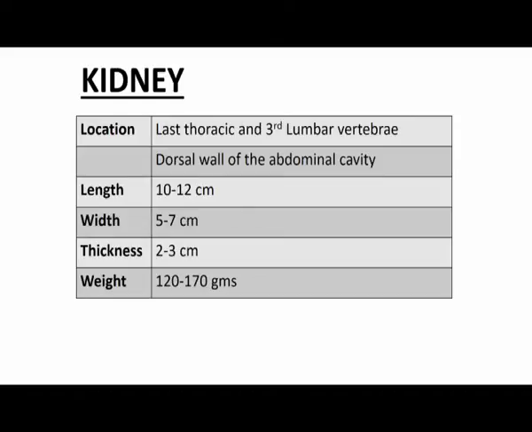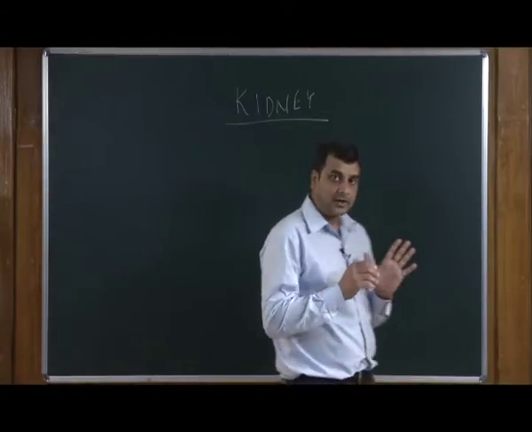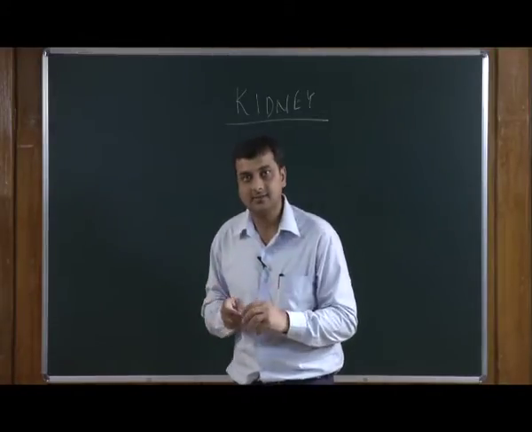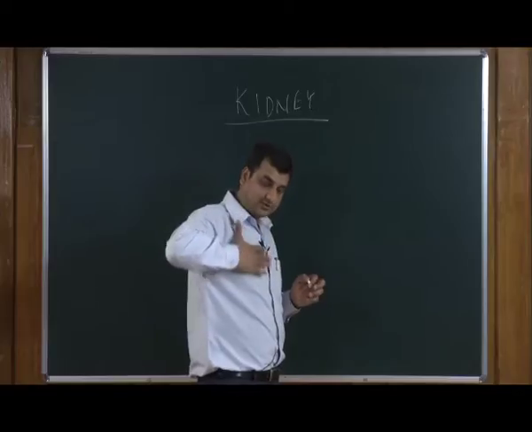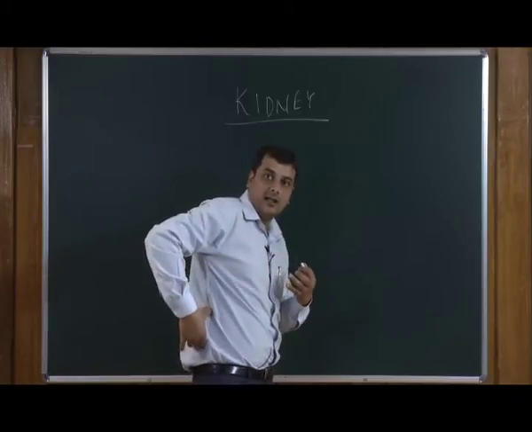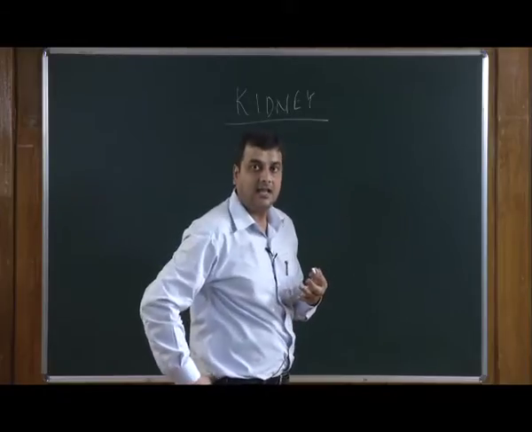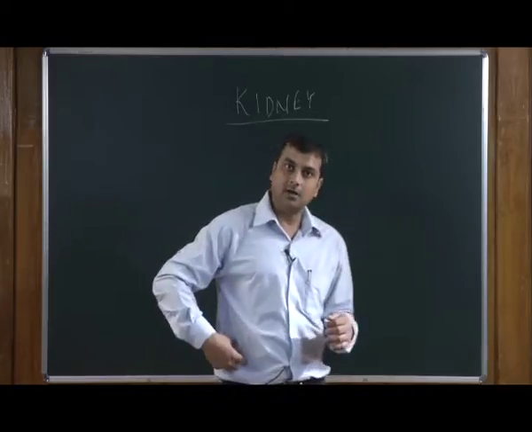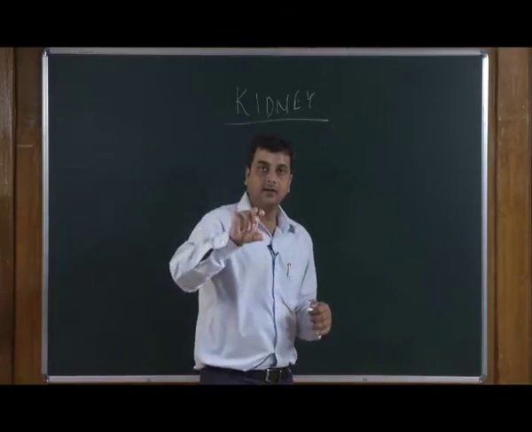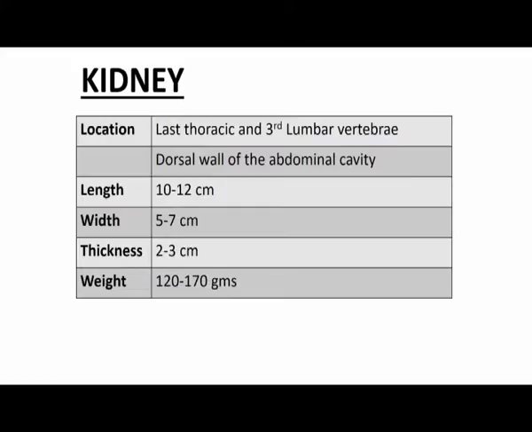Starting from the location, it is located between the last thoracic and the third lumbar vertebrae. If we go back and recollect our knowledge of the human skeleton system, it starts with the neck region vertebrae, which we call the cervical. Then you have the thoracic vertebrae, which is the chest, then lumbar, then sacral, and the last one, the tail region, is what you call caudal vertebrae. So this is a complete vertebral column. So the location of the kidney is, if you go to the slide once again, between the last thoracic and third lumbar vertebrae.